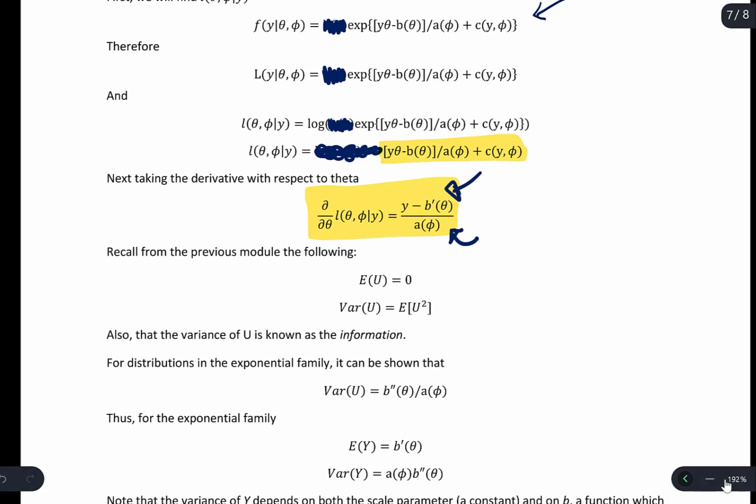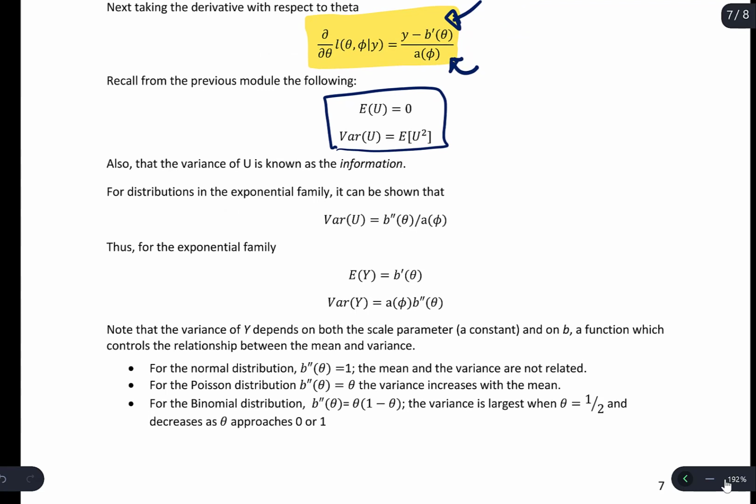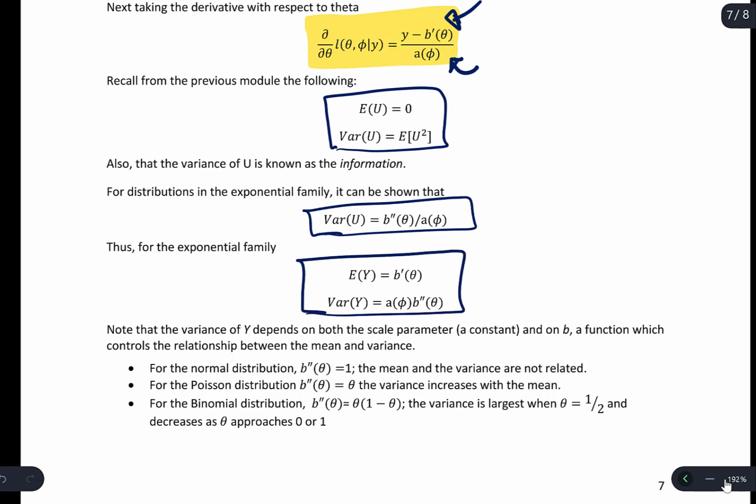And then we already know from the previous module these two pieces involving the score function. So for distributions in the exponential family, it can be shown that the variance is equal to the following, and we get the following pieces. Notice that the expected value of y is actually equal to the first derivative of that b function, and we can show that the variance is equal to a of phi times the second derivative. So let's look at this for a Poisson and see if we get what we would expect.